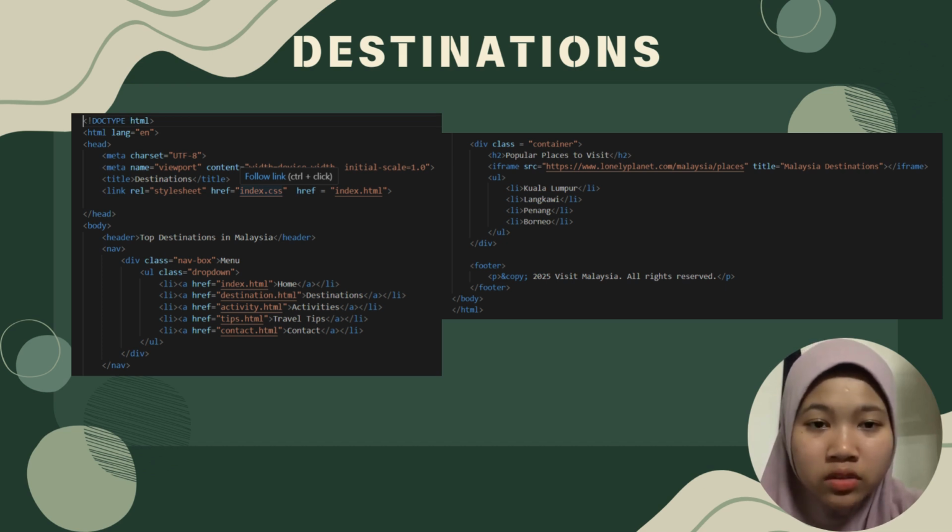Then the body section is the header, Top Destinations in Malaysia. For the navigation menu, a vertical menu with links to different pages like home, activity, destination and else. The code starts with nav. After that, the main content shows a subheading and embeds a Lonely Planet page about Malaysia. The code starts with div class. Lastly, the footer. The code starts with footer, a standard footer with copyright.